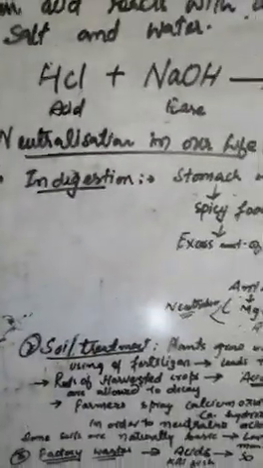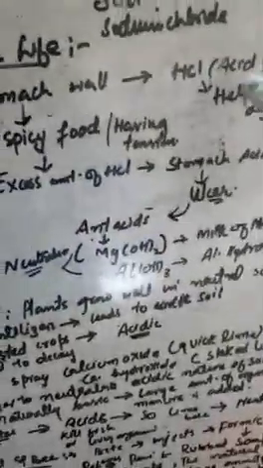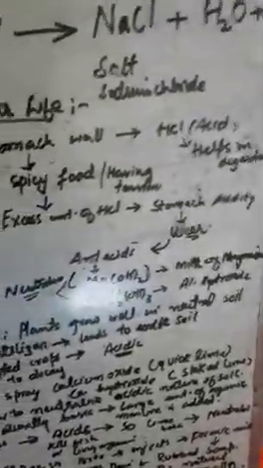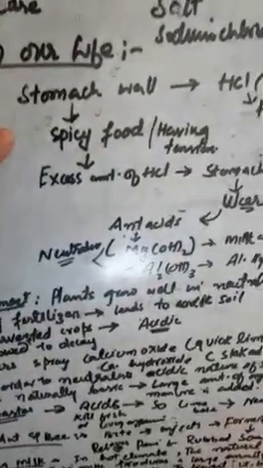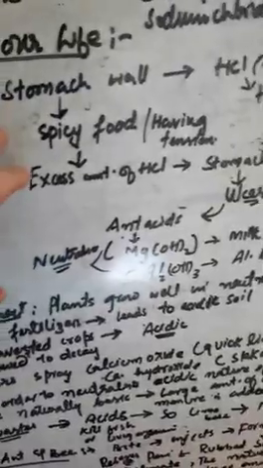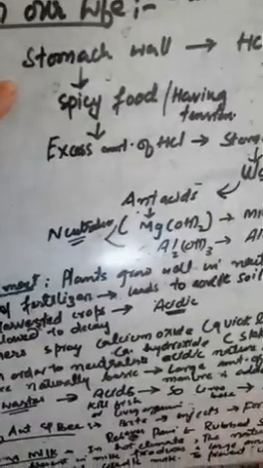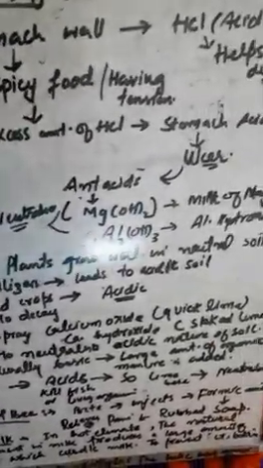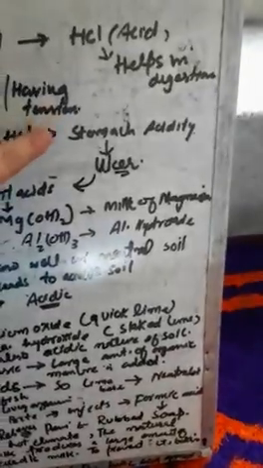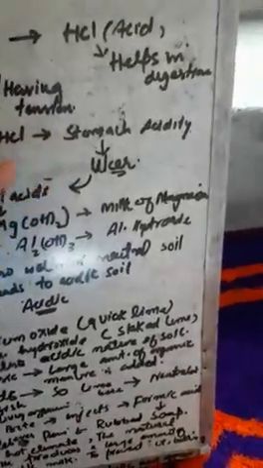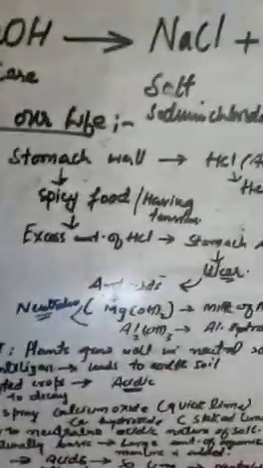First we'll take indigestion. We know that our stomach produces hydrochloric acid, HCl. The walls of the stomach produce hydrochloric acid, which helps us in digestion. If we take spicy food, or we are having tensions, the wall of the stomach produces an excess amount of HCl, due to which stomach acidity is caused. If this stomach acidity is not controlled, it may lead to stomach ulcer, which is very dangerous.